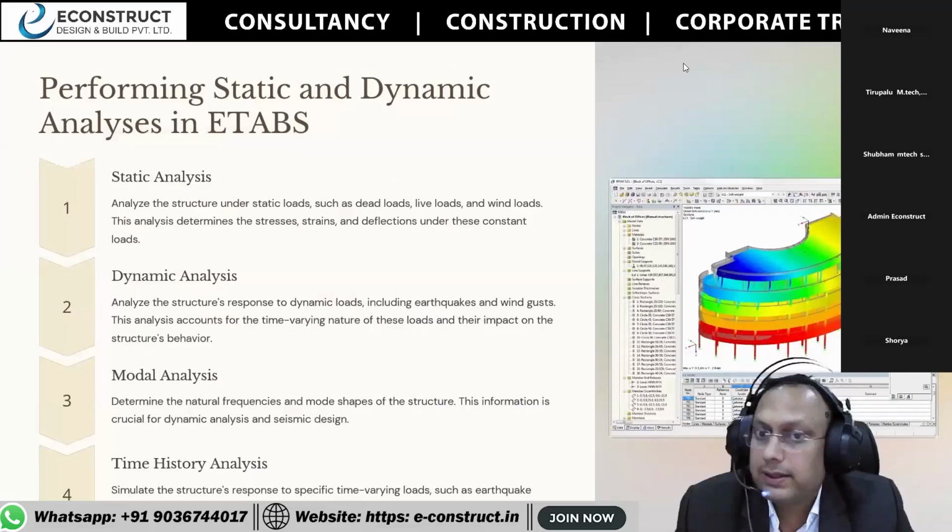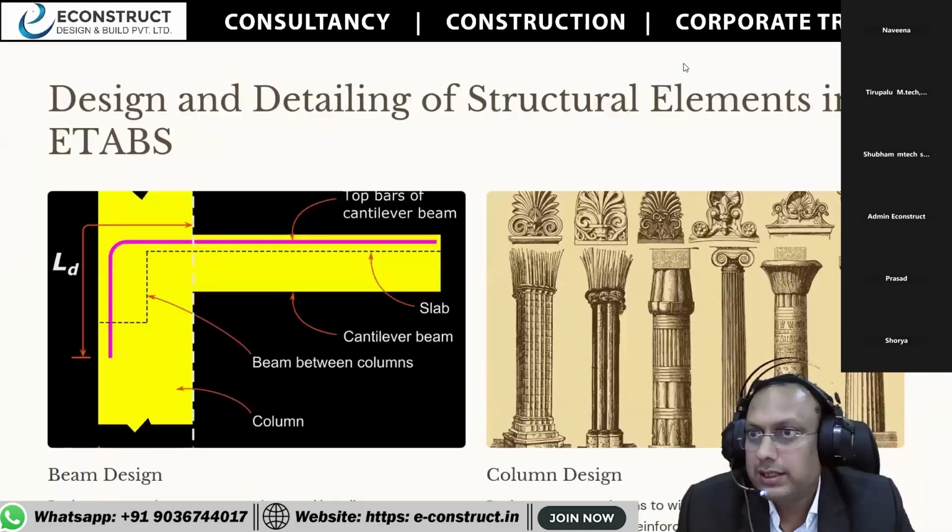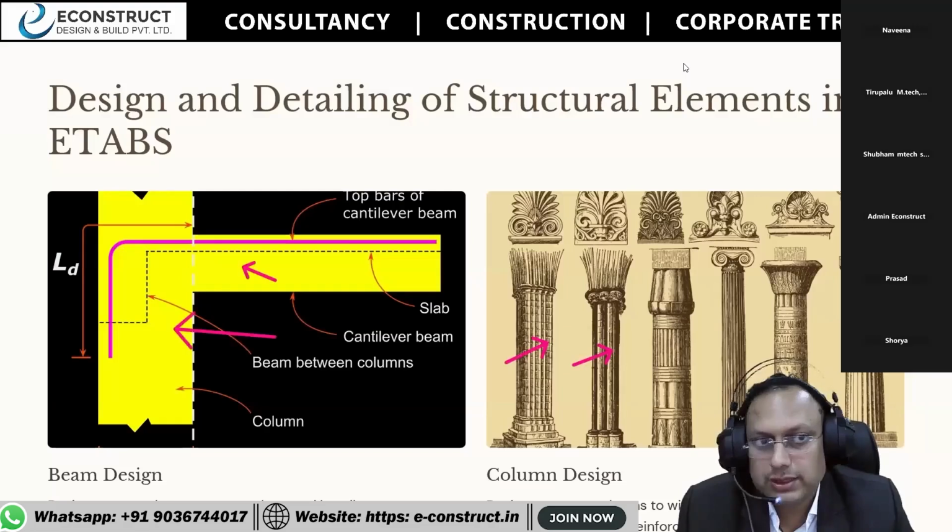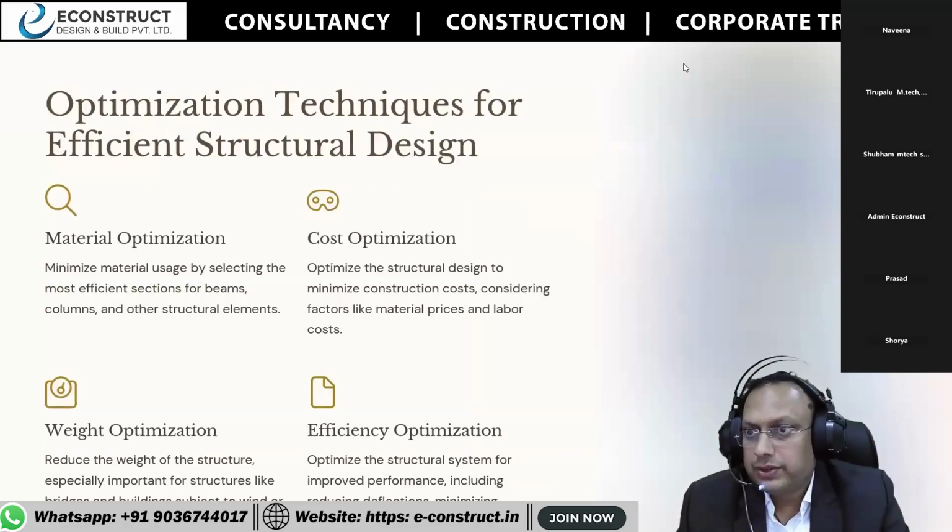So different types of static analysis, dynamic analysis, modal analysis, time history analysis. I have shown you that a variety of different types of analysis would be there here. Designing and detailing of certain things would be there. So different shapes of columns also you can have. Now this is just one of the images. This is decoration basically, but the designing of composite kind of things also you can have here. Right, so material optimization, cost optimization, weight optimization, and efficiency can be easily achieved through this.